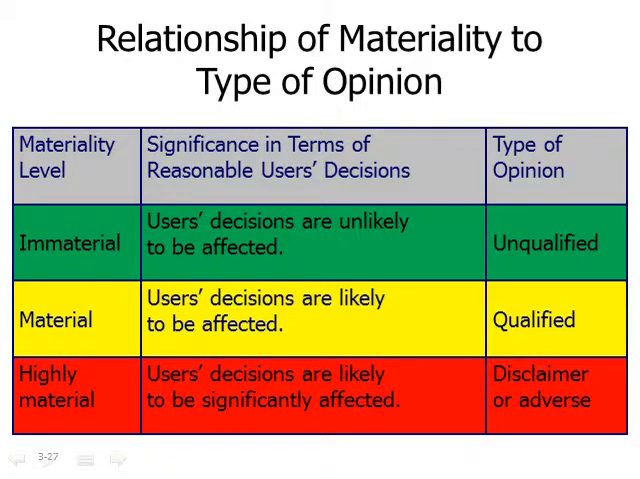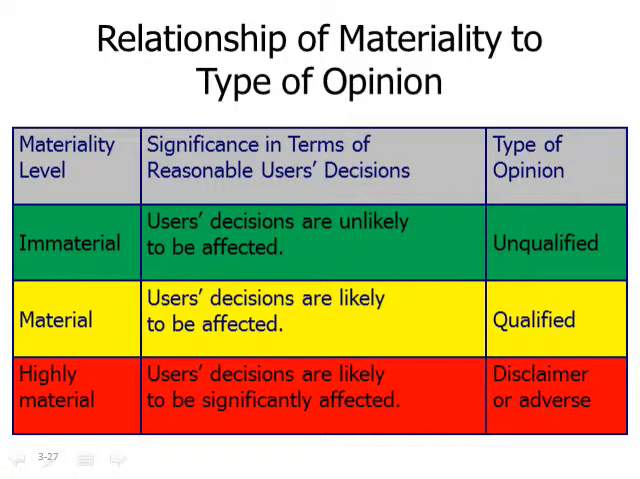Then we see this table that speaks to the relationship of materiality to the type of opinion. If we have an immaterial level of misstatement, the users' decisions are unlikely to be affected. It's a misstatement, it's wrong, but we're willing to accept some level of wrongness in the financial statements, and it isn't going to change the outcome of our economic decision. There we would see an unqualified opinion. If it is material, where the users' decisions are likely to be affected, we'll issue a qualified opinion.